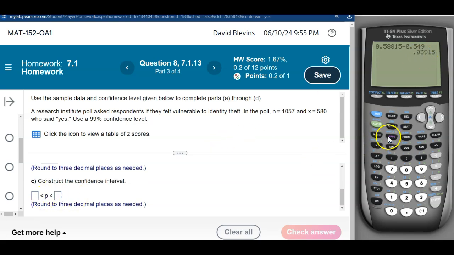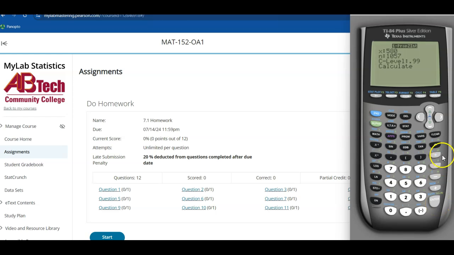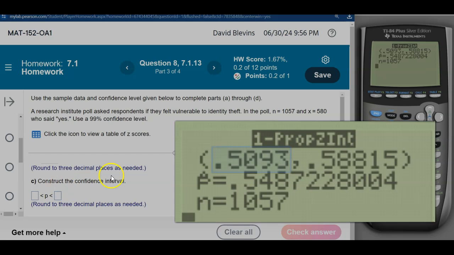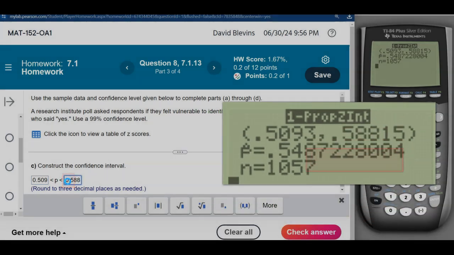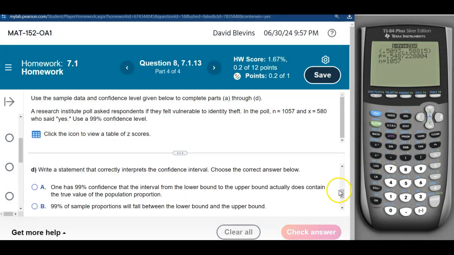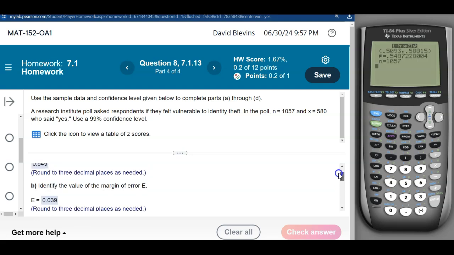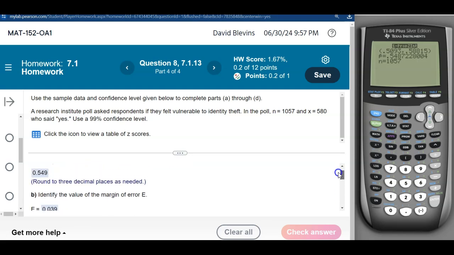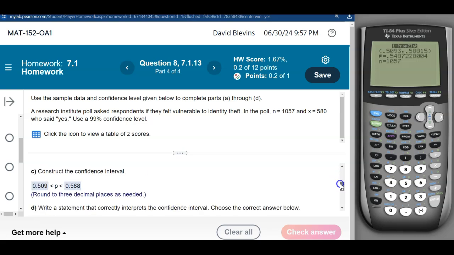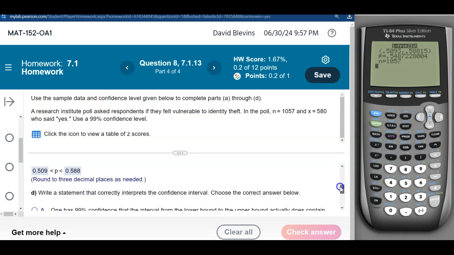And then it wants the confidence interval. That again is what I get when I do the interval. Rounding these to 3 places, there's the lower number, 0.509, and the upper number is 0.588. But all these two numbers are is the p hat that we got on part A minus the margin of error we got on part B, and the p hat we got on part A plus the margin of error we got on part B, and we would get those two numbers.